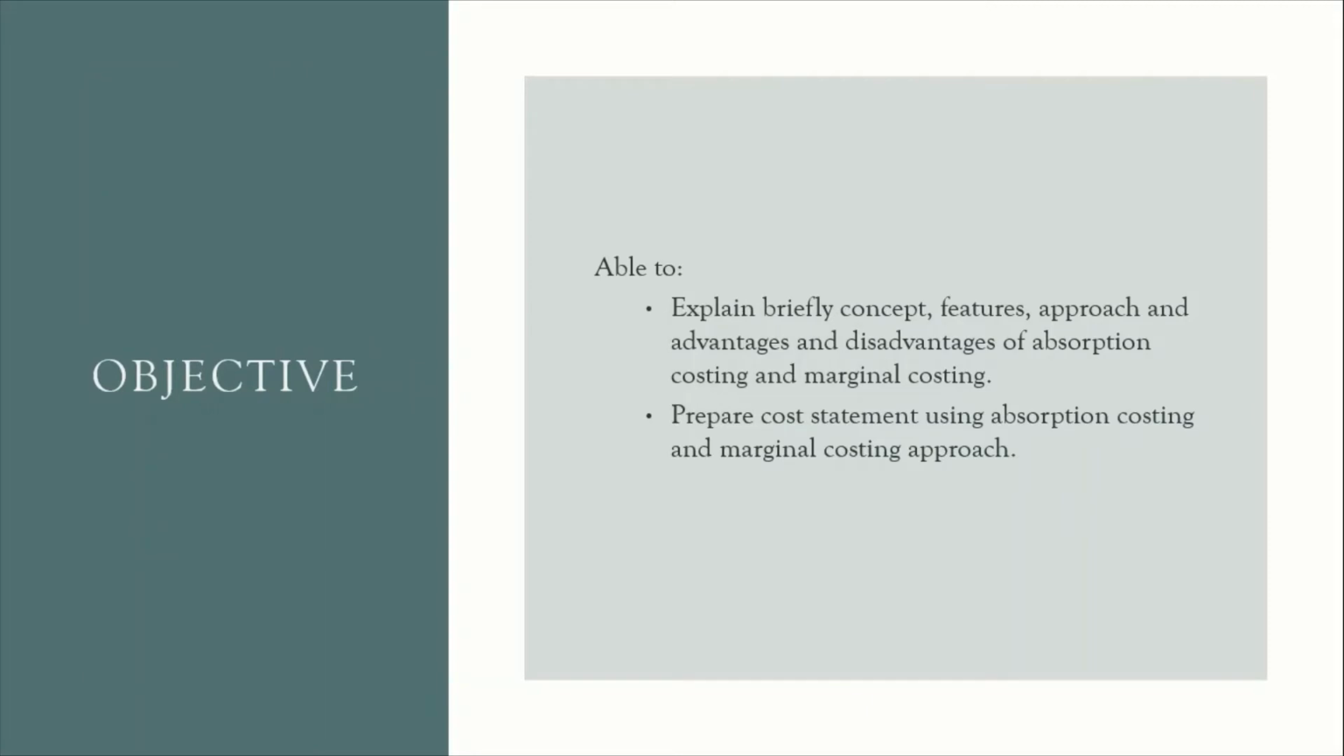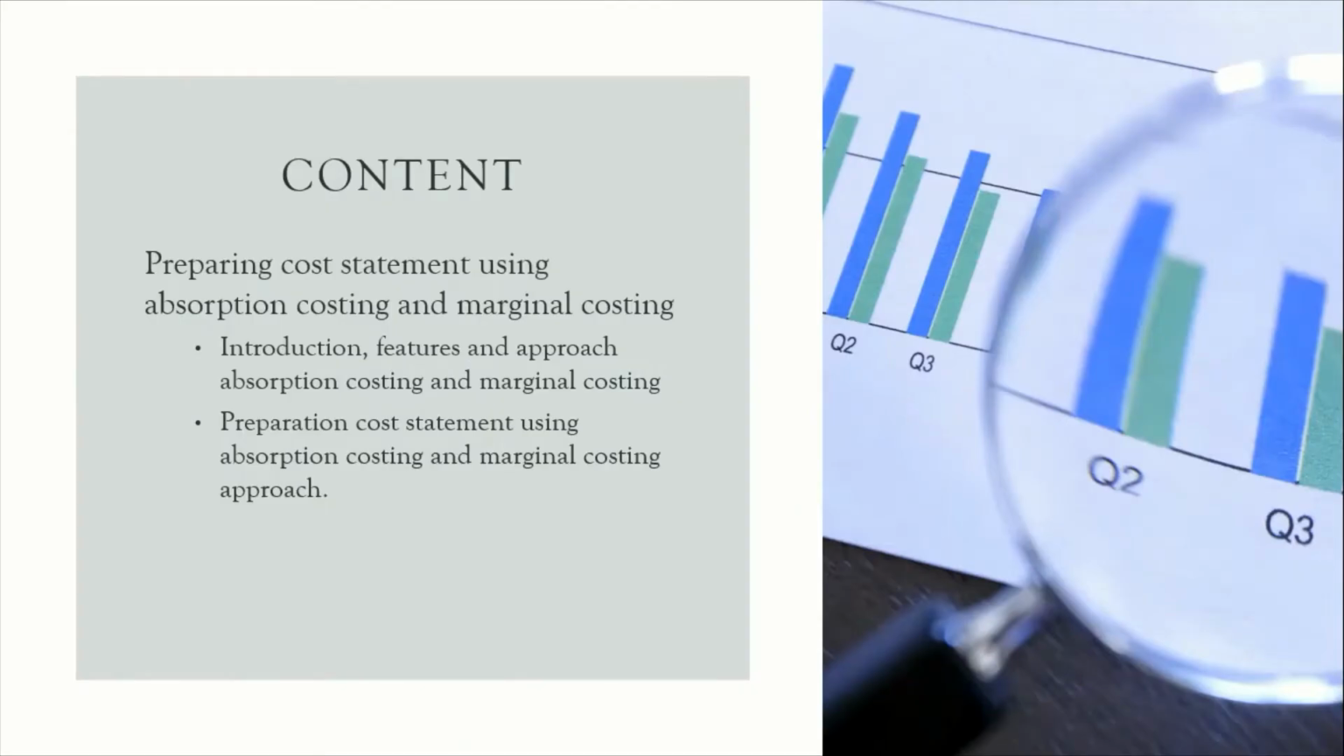The objective of this chapter is to be able to explain briefly the concept, features, approach, as well as the advantage and disadvantage of absorption and marginal costing. We will also learn to prepare the cost statement using those two methods. So the content would be regarding those two methods, which include the introduction, features and approach, as well as a way to prepare the cost statement using absorption and marginal costing. Okay, so let's begin.